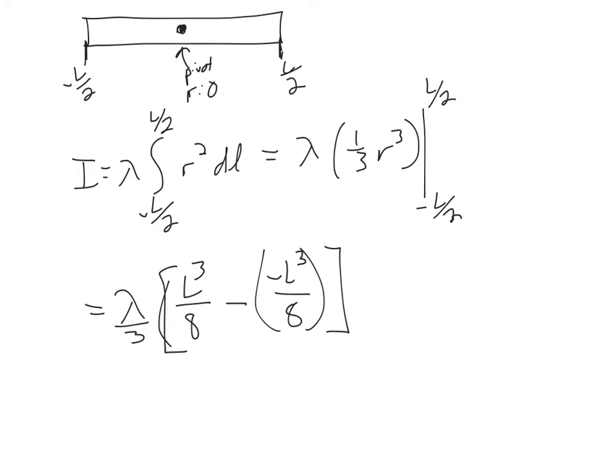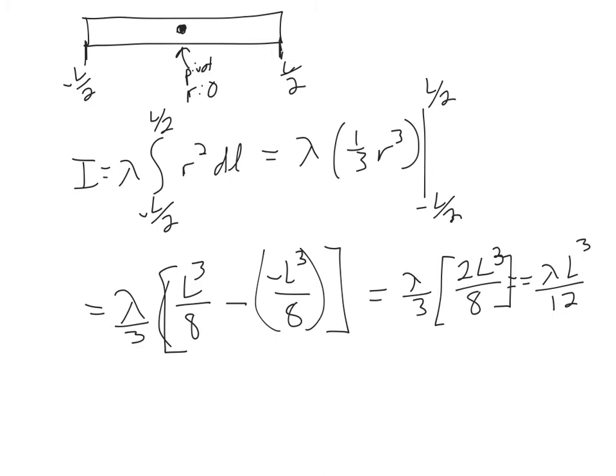I just change my brackets. So lambda over 3 is, what is that, 2 L cubed over 8, which is just lambda cubed, L cubed over 12.